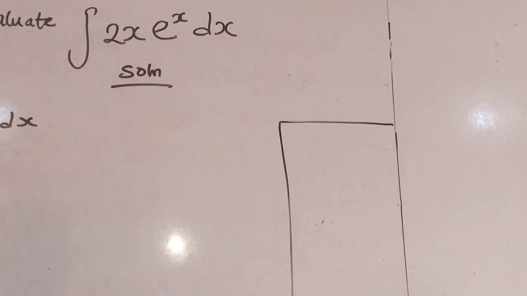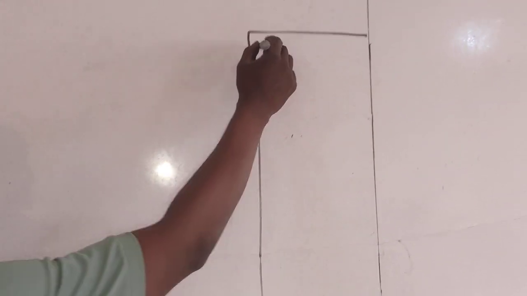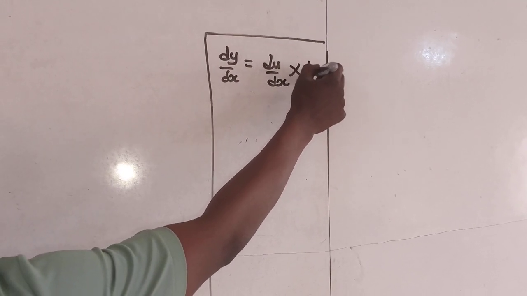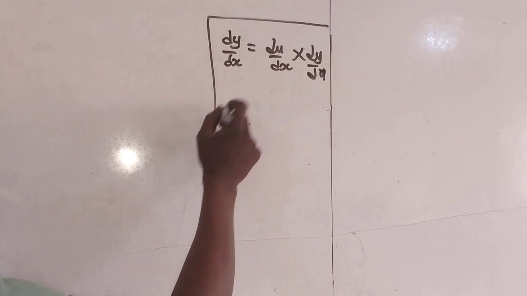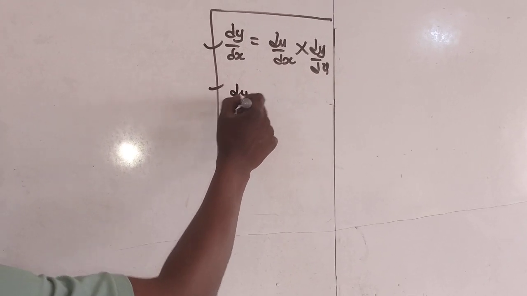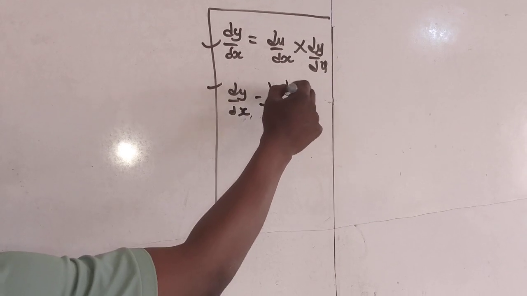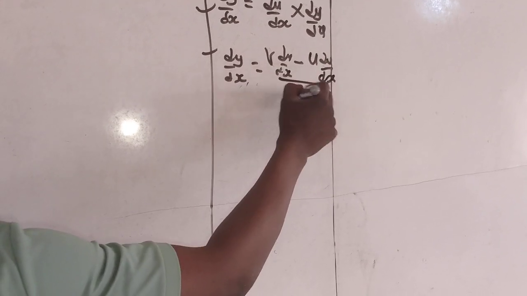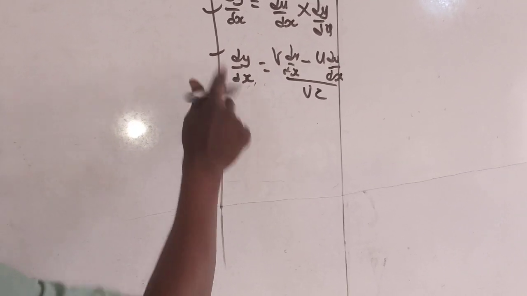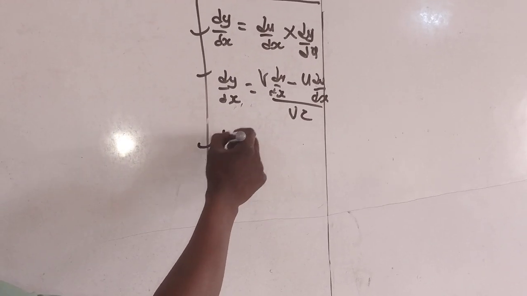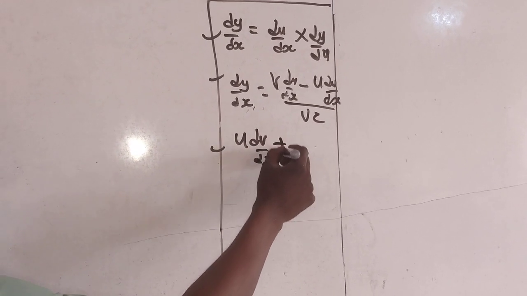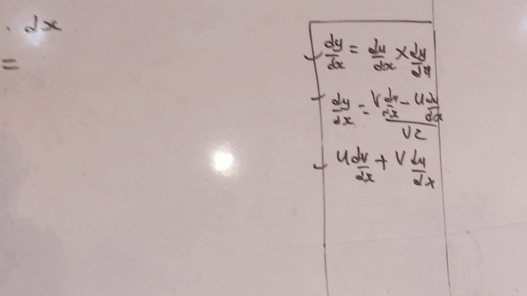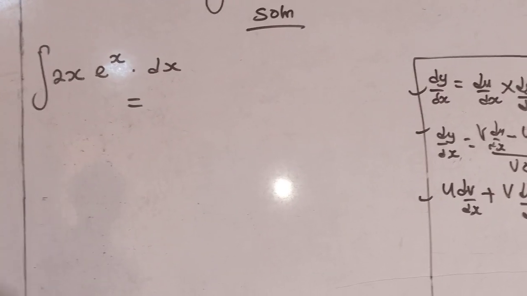Let me remind us about differentiation. In differentiation, we have dy/dx equals du/dx multiplied by dy/du. This is the chain rule. We also have dy/dx equals (v du/dx minus u dv/dx) divided by v squared, which is what we call the quotient rule. We also have the product rule, which is u dv/dx plus v du/dx, and so on and so forth. Here as well, we have a method of solving integration.